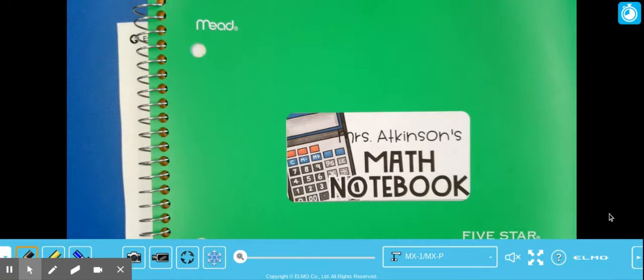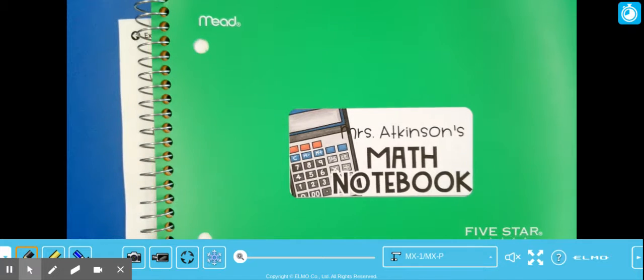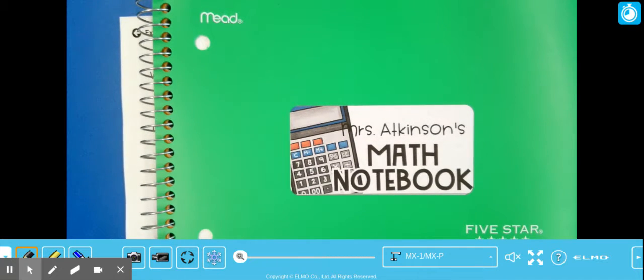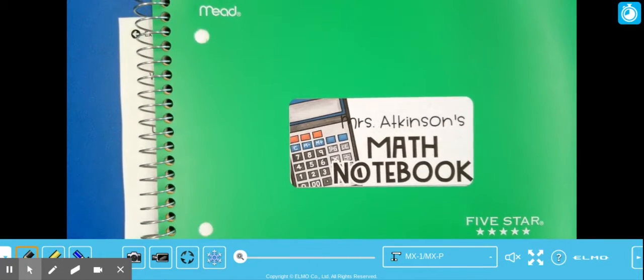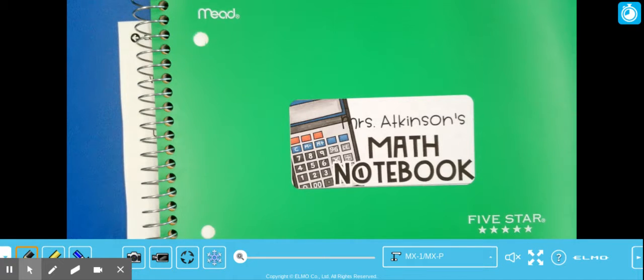Hi, boys and girls. Today we're going to be reviewing for our upcoming math assessment on Friday. So I want to do a little review of everything we've learned up until this point in math. And what better way to review than to take a look at our math notebook. Now, I hope you've been keeping diligent notes.